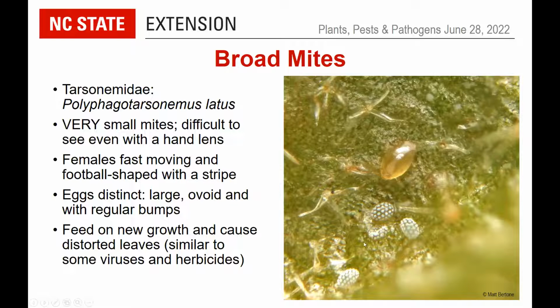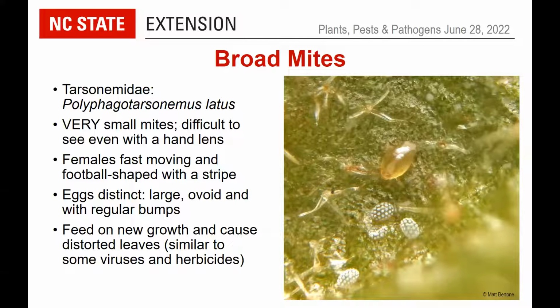And really the eggs are the most distinct part. When I see plants come in with even just the egg shells, I'm able to tell very quickly that there are broad mites present. They have these ovoid eggs that have these very regularly spaced bumps all over them. Now they feed on the new growth, and the saliva causes the new growth to distort and get strappy and crinkled.